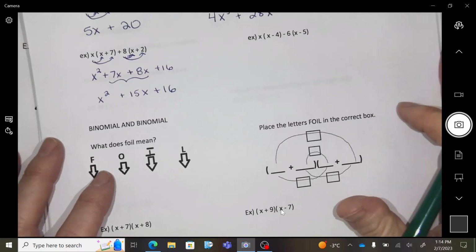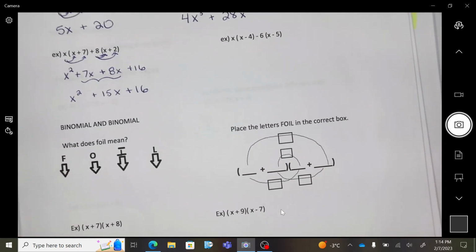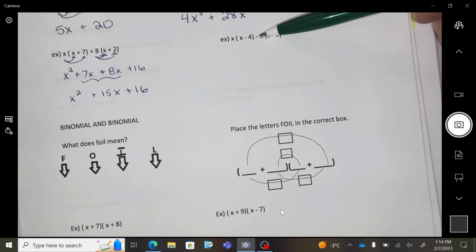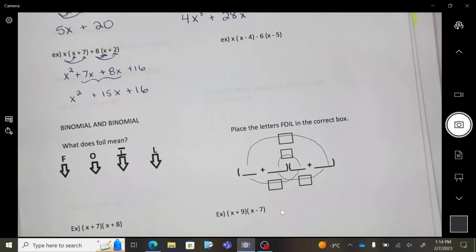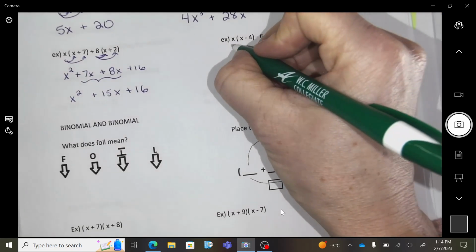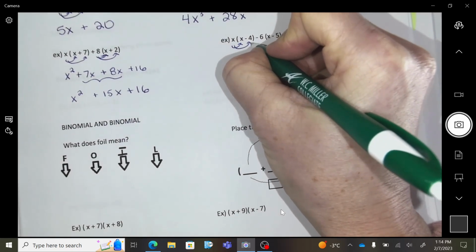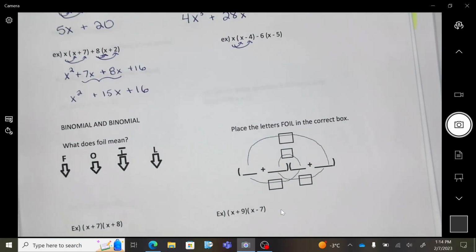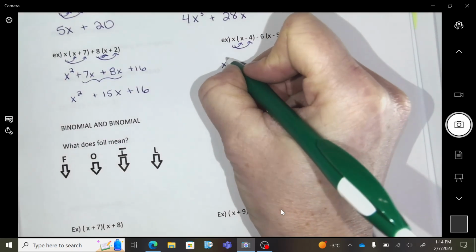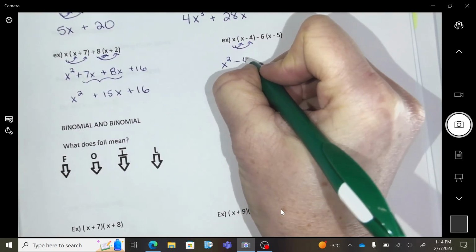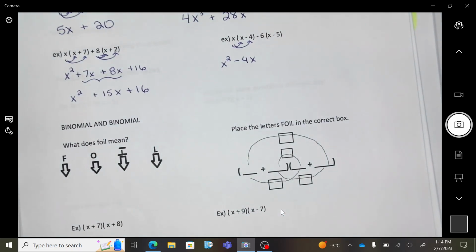Okay, let's try the next one. It's very similar, except this time I did something with a minus sign in the middle. So first bracket, I want you to get that on your own because it's very similar to the one we just did. And then look at the board when you're done that part. Okay.